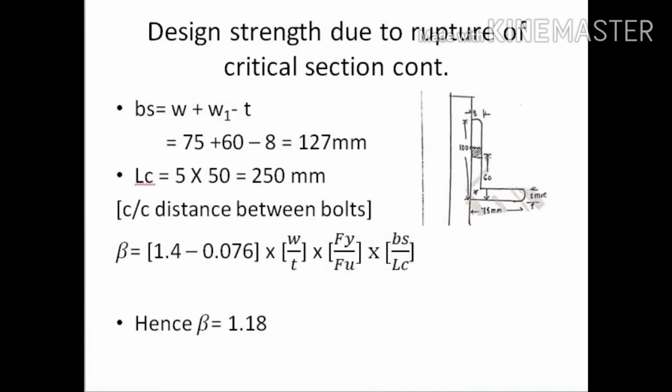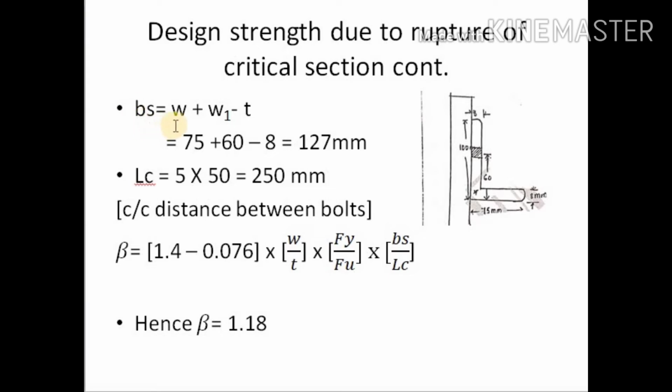Next, we have to find the term beta. In order to find beta from the code, it is given as beta is equal to 1.4 minus 0.076 into W by 2 into F by Fy by Fu into Bs by Lc. So we have to find each term. First of all, Bs.